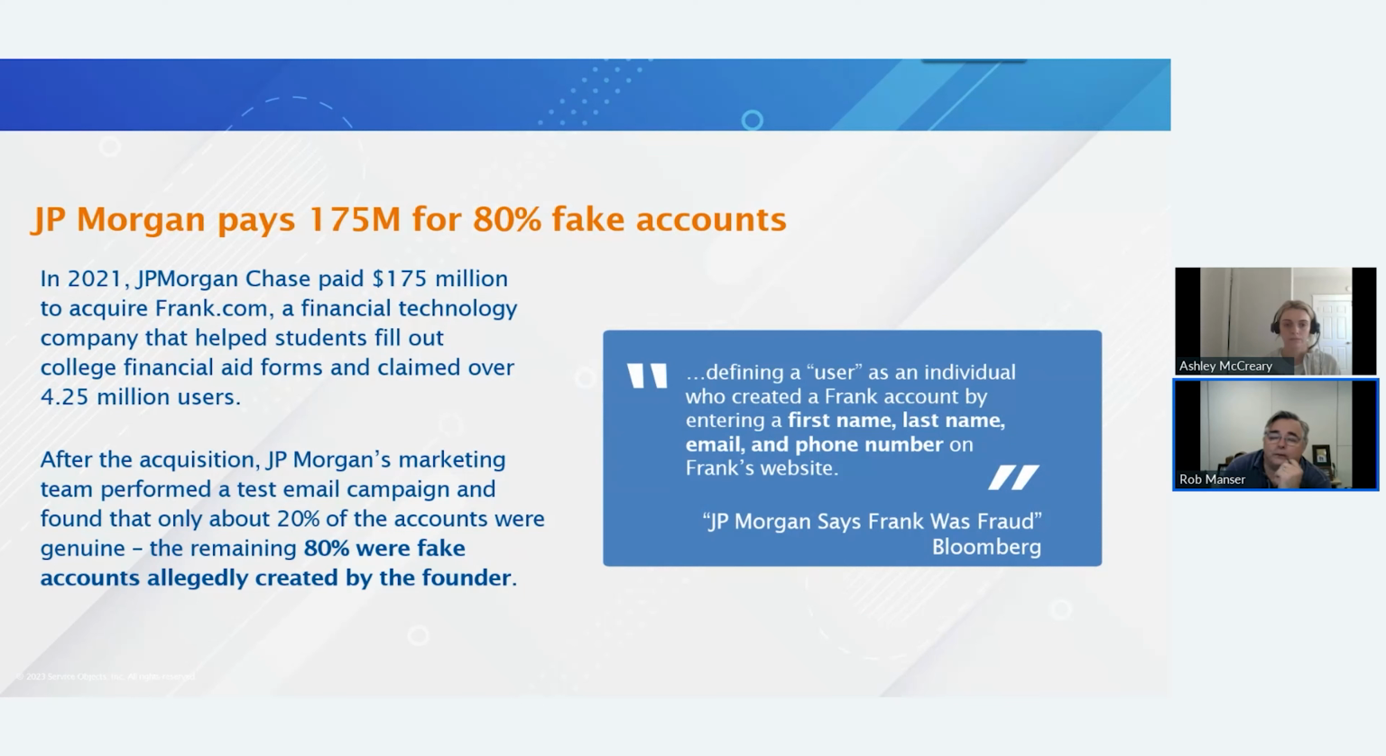One is JP Morgan in 2021 purchased a company called Frank.com, and they're really there to help facilitate students with getting financial aid. And part of what JP Morgan was interested in when purchasing this company was that they claimed to have had 4.25 million users in their database. And after the acquisition, JP Morgan did a test marketing campaign to that database, and they found that only about 20% of the accounts were legitimate. The other 80% were fake, 100% fake, and to be determined, but allegedly created by the founder specifically to inflate their purchase price with JP Morgan.